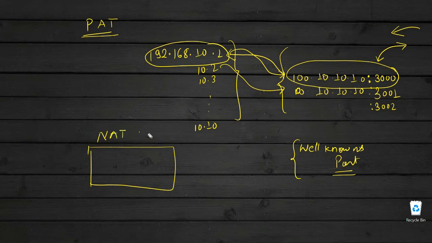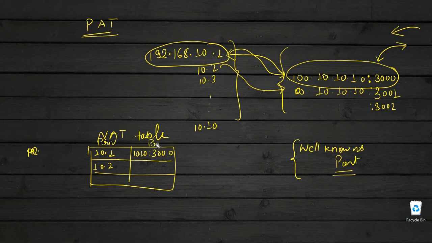NAT table, or we also call it a translation table. So they have a mapping in the table that I have added. Let's suppose this for 192.168, let me write only the last one. For 10.1, I have used 10.10, 3000. For 10.2, these are the private ones and these are the public ones, because both are 10.10s, you might get confused. So this is this side, and let me change the color, and this is that one, right? So this is 10.10 port number 3000 and 10.10 port 3001.